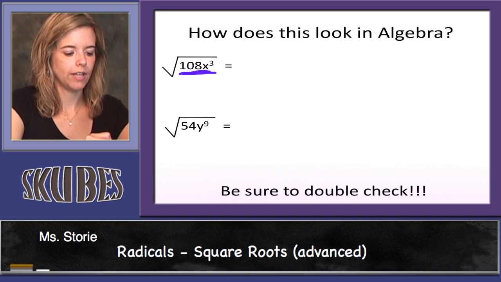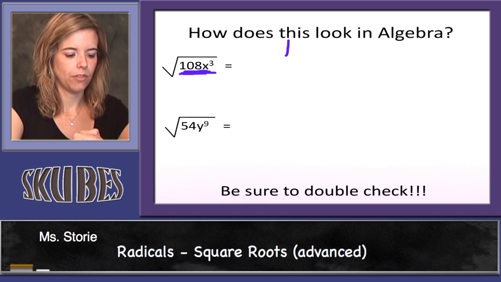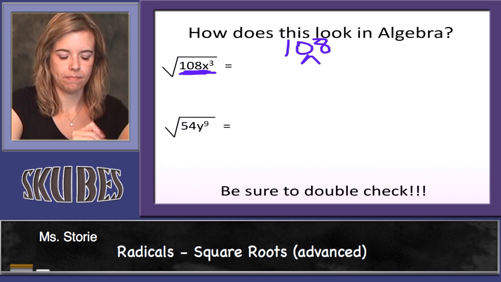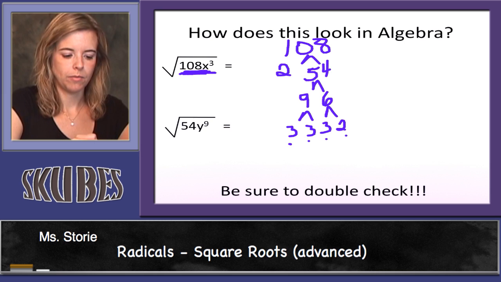All right, how does this work in algebra? Now we're going to throw in an exponent with a variable. It's still going to work the same way with the coefficient. So 108, we're going to break him. Let's do 2 and 54, and then we're going to keep going. 9 and 6, 3 and 3, 3 and 2. So I've got all these prime numbers.